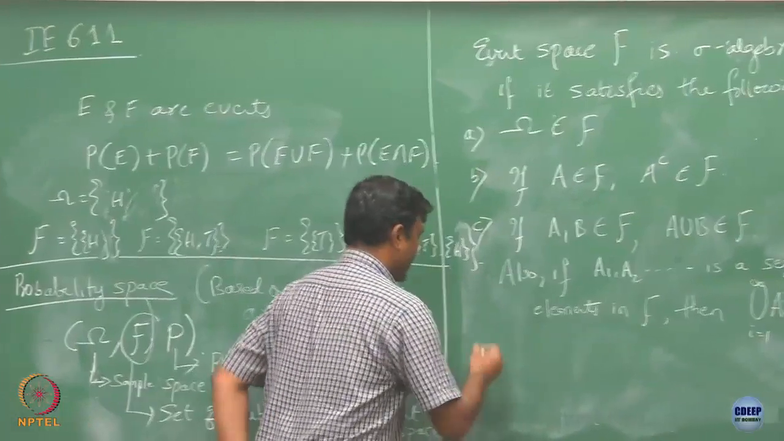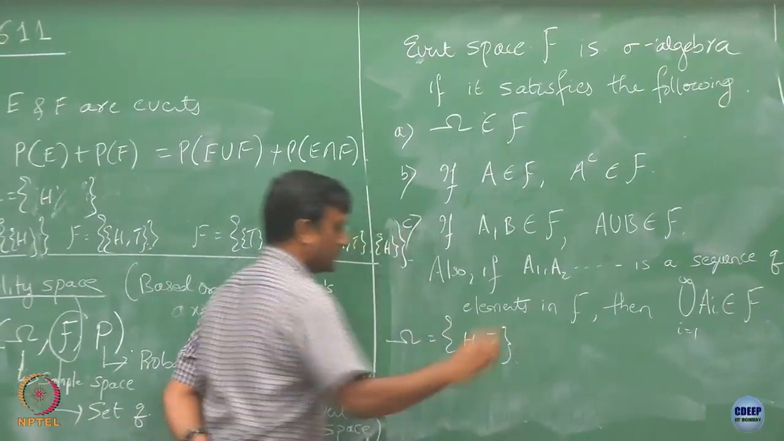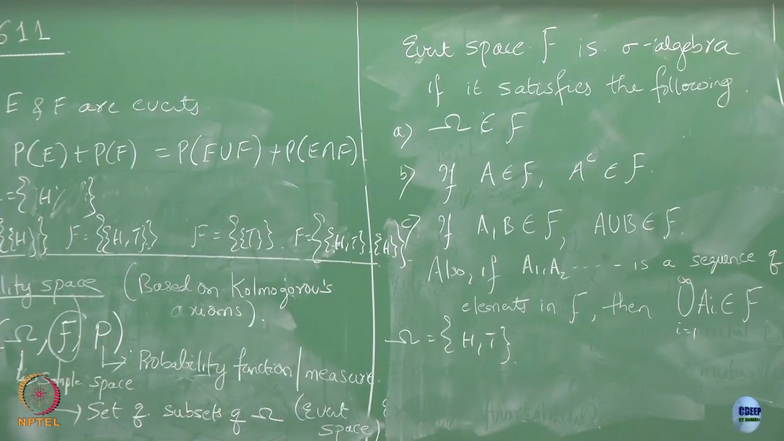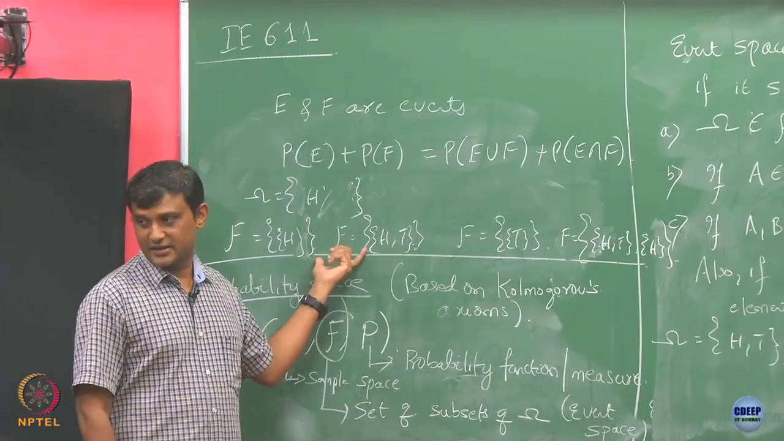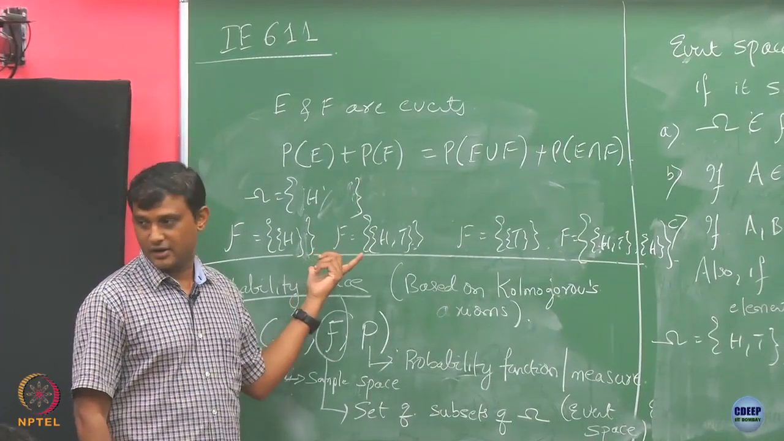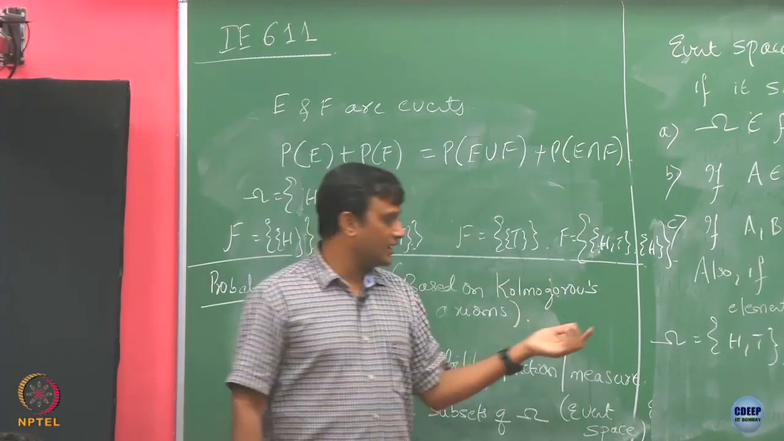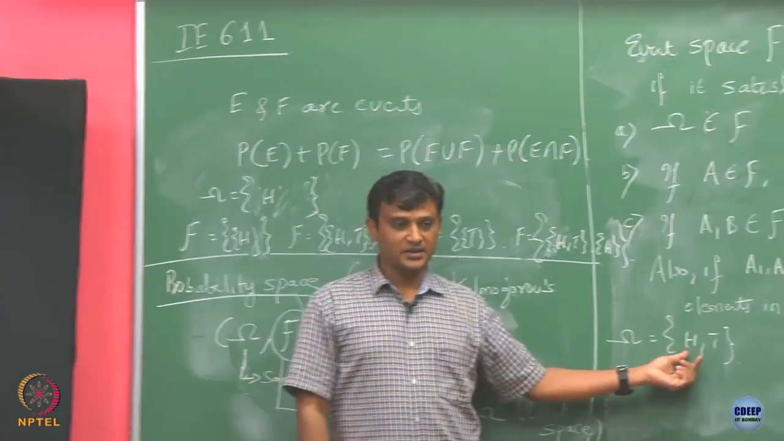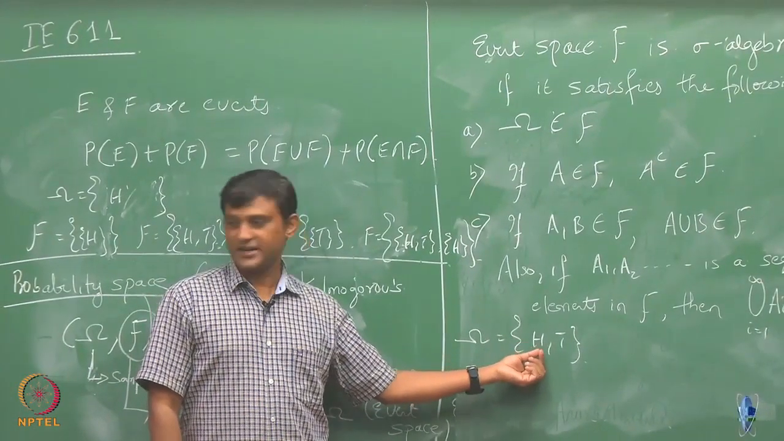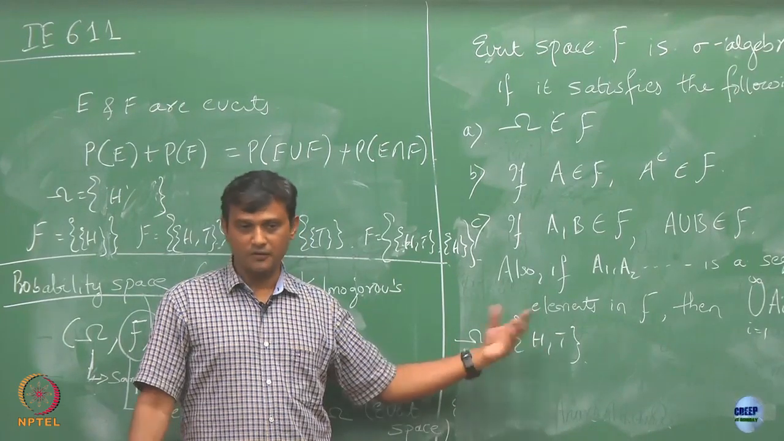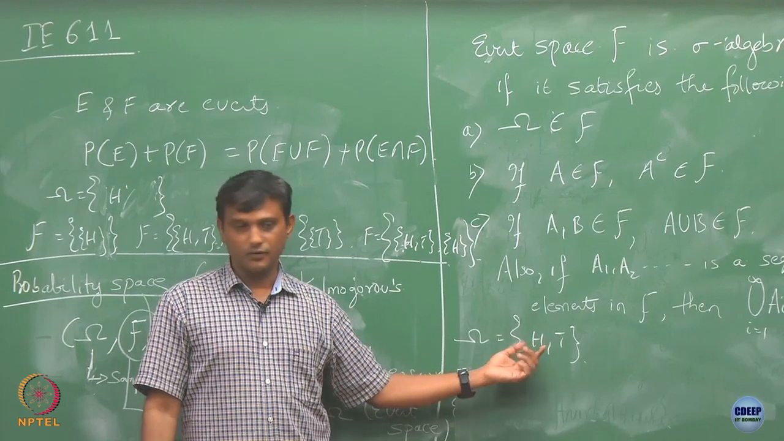Okay, let's go back to our H and T, right? These are just outcomes. I said these are all possible subsets, right? These are collections of subsets which I call F. What is the largest number of subsets from these sets I can get? Four, right? What are those?